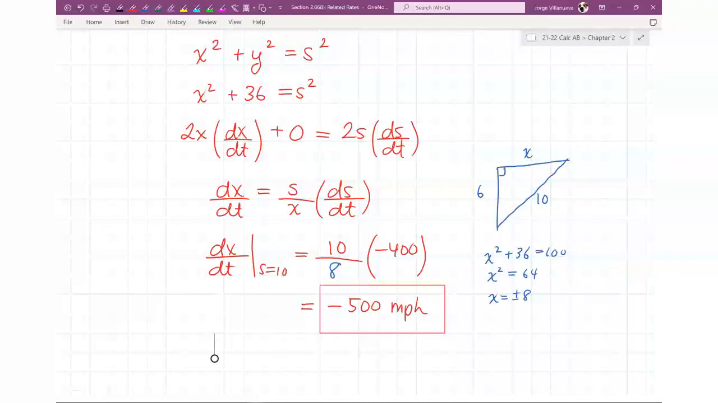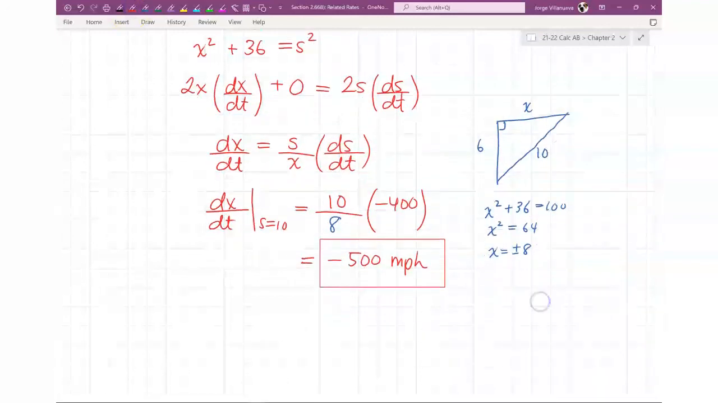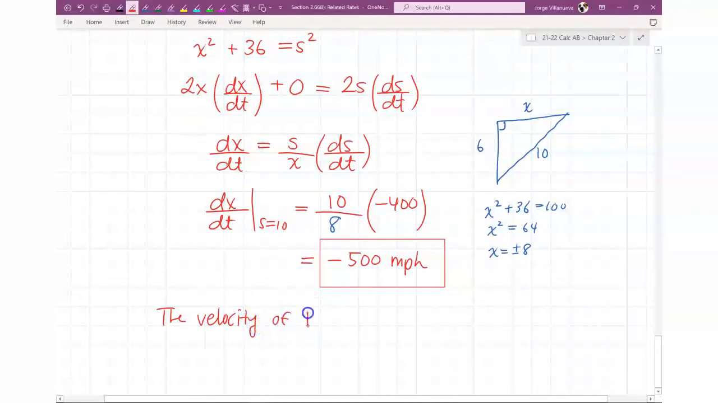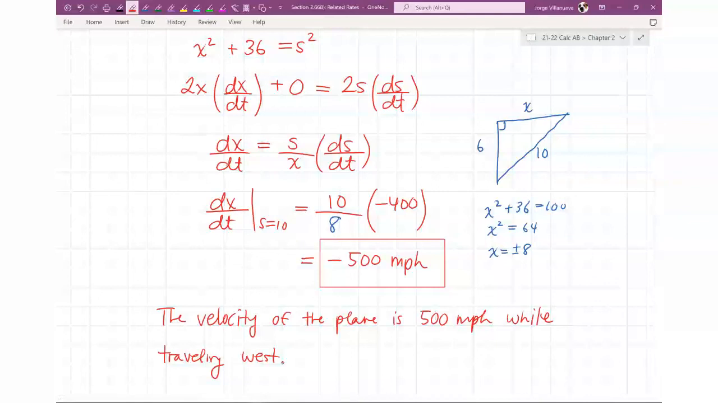So you could even write a sentence and keep it as a positive number. You can say the velocity of the plane is 500 miles per hour while traveling west. So there, that's negative 500. By saying the word west, now it's negative.